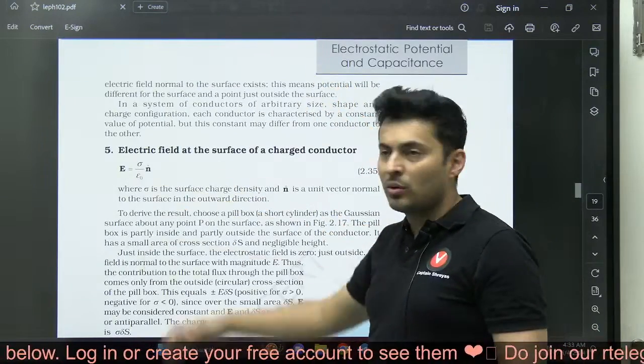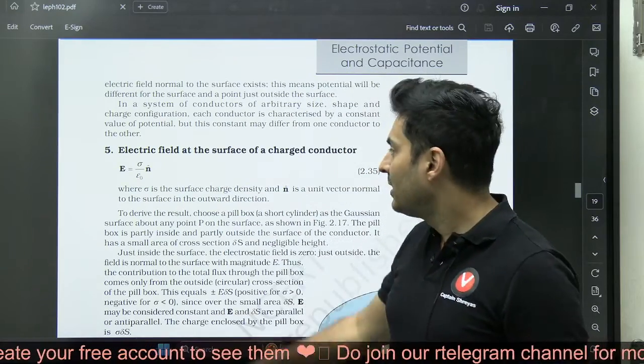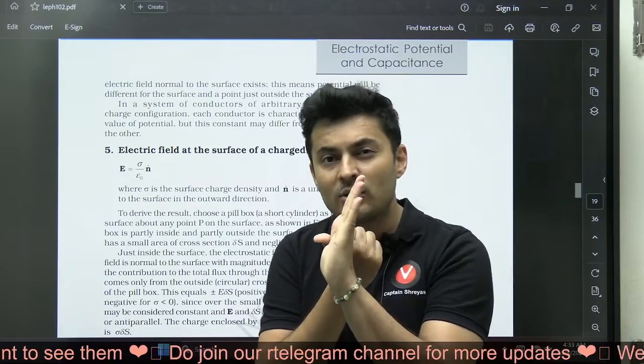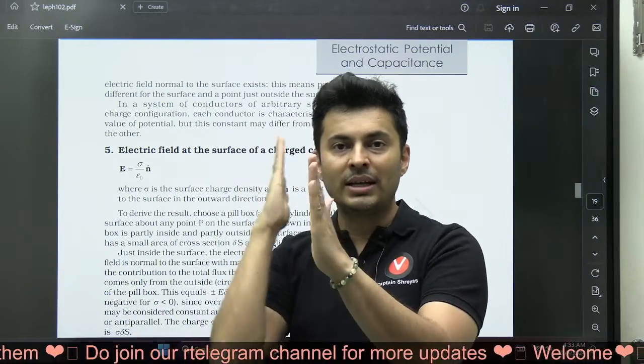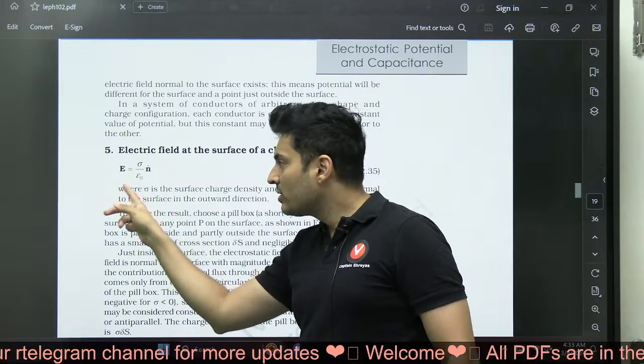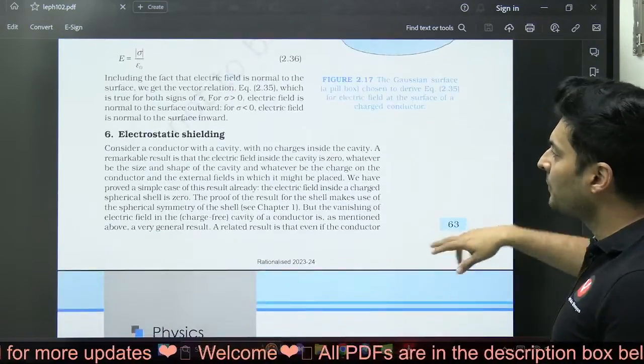When you are just going outside the conductor, the field is perpendicular and the value of the field is sigma by epsilon. There is no 2 here because the field is only going on one side. When you take a sheet, it goes on both, so 2 sides. Here it is one side, so sigma by 1 epsilon naught. That is how you remember this formula.